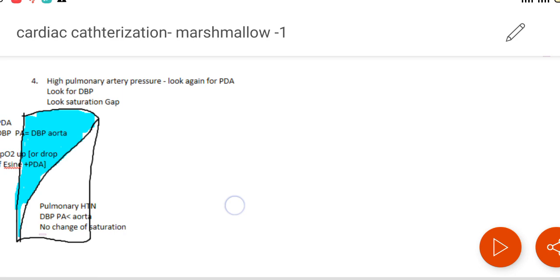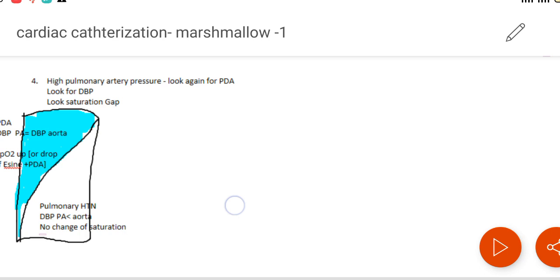With the PDA, with time, diastolic blood pressure in the pulmonary artery gets equalized to the diastolic blood pressure of the aorta because there's a flow between them. Otherwise, we know that diastolic blood pressure usually differs within a range of 10 except in the aorta, but with time in the PDA they get equalization of the diastolic blood pressure between the aorta and the pulmonary artery. But when we compare it with pure pulmonary hypertension, there is no diastolic blood pressure equalization. Actually, diastolic blood pressure in the pulmonary artery is less than the aorta.